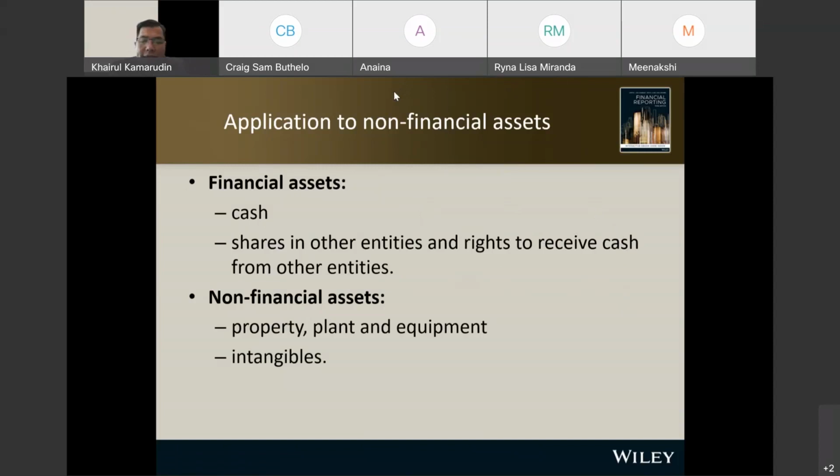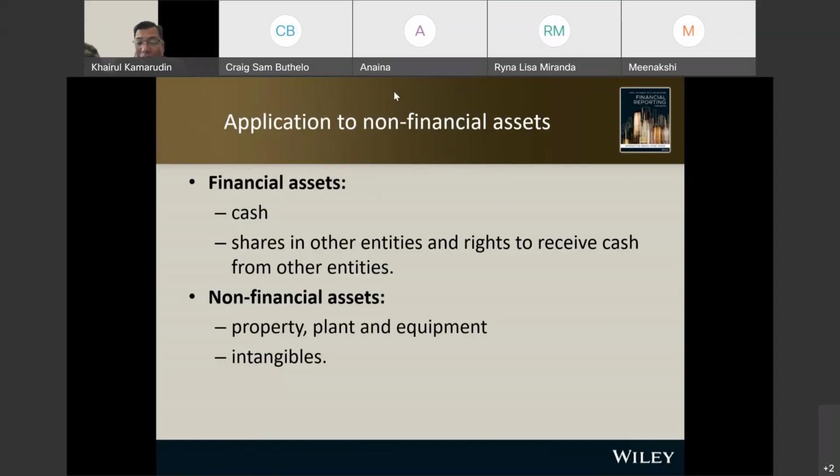The most common financial asset is cash, your cash note. That is your financial asset, or shares in other entities and the right to receive shares from other entities. For example, you have your investment, your fixed deposit in your bank. There's a value there. When you put money into the bank for the fixed deposit or investment, the value is 10,000 dirham. So that is your value. You will not get 12,000.